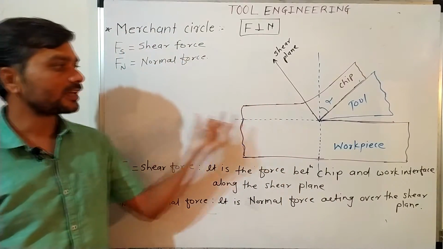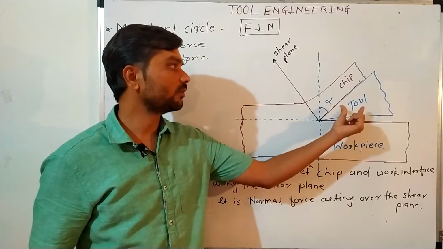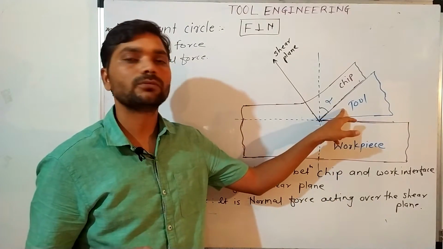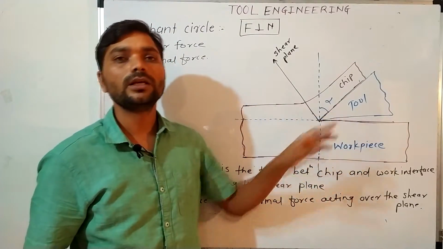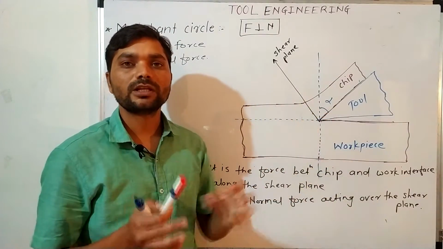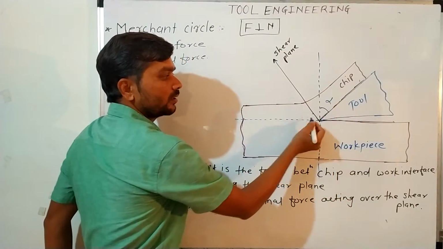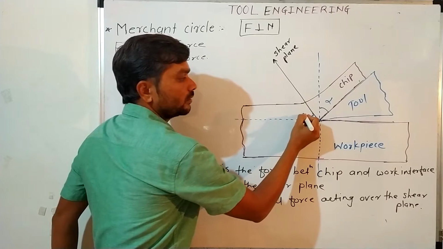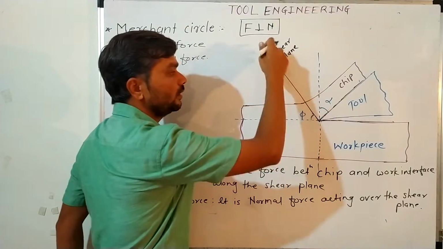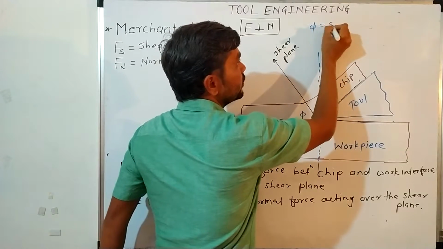Let us try to understand with the help of this diagram. Here we have the workpiece, this is our tool, and this is the chip. We know that during any machining process, when we apply force over the workpiece with the help of the tool, then because of shearing action there is chip formation. Here we indicate the shear plane, and this angle is known as phi, the shear angle, measured with the horizontal to the shear plane.